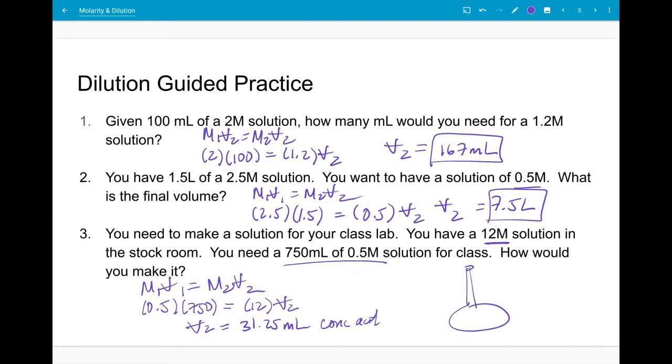So if we're to make the solution, we'd use something called a volumetric flask. This would be a 750 milliliter one. We would put 31.25 mL of that strong acid inside, and then we would add water until it dilutes to that 750 mL mark. Now we could subtract 750 minus the 31.25 to give us a better idea of how much water we'd actually add. But you'll find with dilution and mixing, it actually changes the volume a little bit. So by using the volumetric flask, it's the most accurate way.